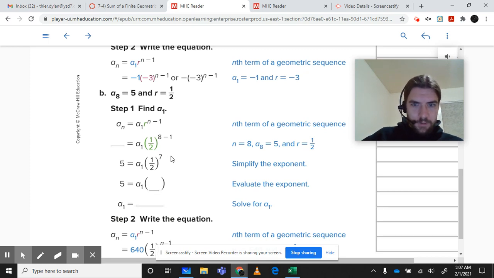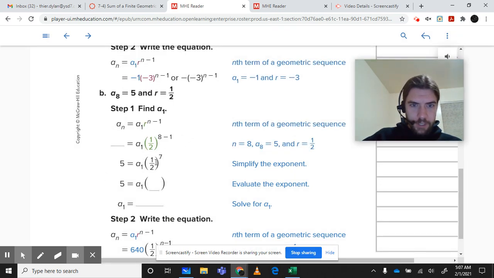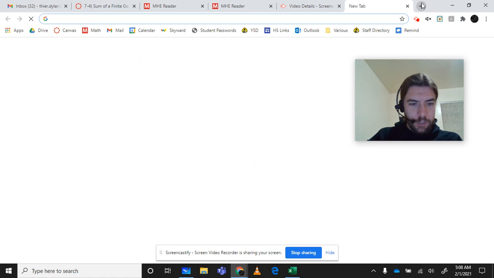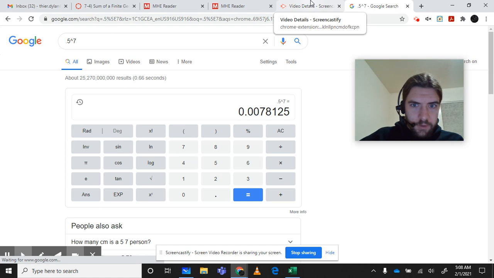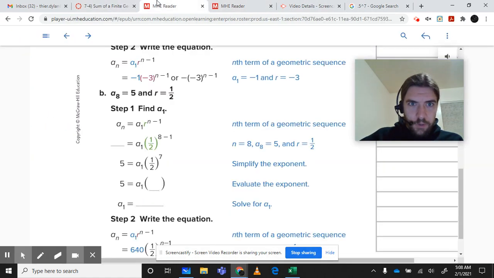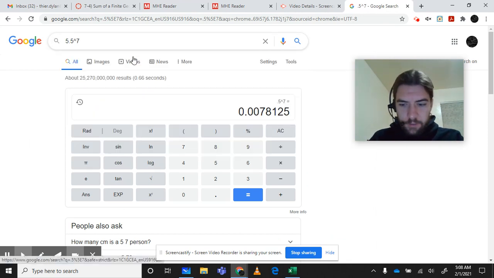Simplifying the exponent, we have just 7 here rather than 8 minus 1. And evaluating the exponent, well, 1/2 to the 7th power. I'm not exactly sure what that number is going to be. Let me see. 1/2 to the 7th power. So 0.5 to the 7th is 0.0078. Okay, so 0.0078 is going to go into this parentheses here, which means that to get A1, we would just have to divide both sides by that coefficient of 0.0078. So we'll do 5 divided by this.